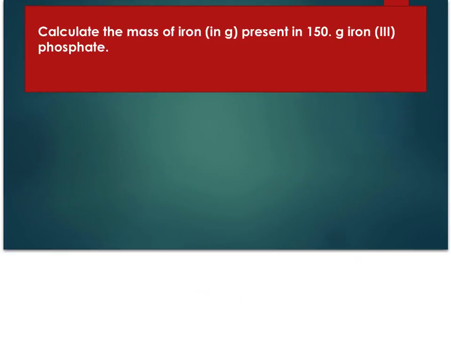So here we're asked to calculate the mass of iron in grams present in 150 grams of iron(III) phosphate. So we first find the formula for iron(III) phosphate. Remember, it's iron(III), so that's plus 3. Phosphate is PO4 minus 3. So the formula is FePO4. So first we have iron. We have 1 atom times 55.845, so that gives us 55.845.